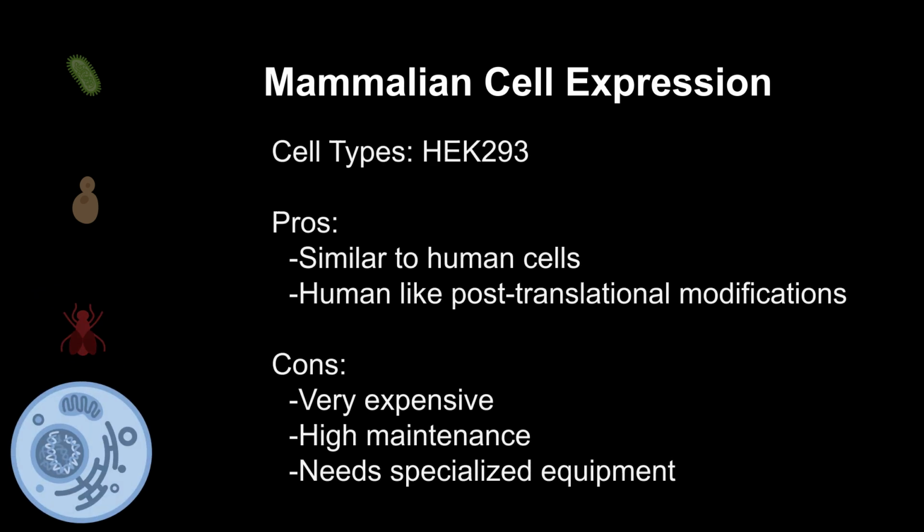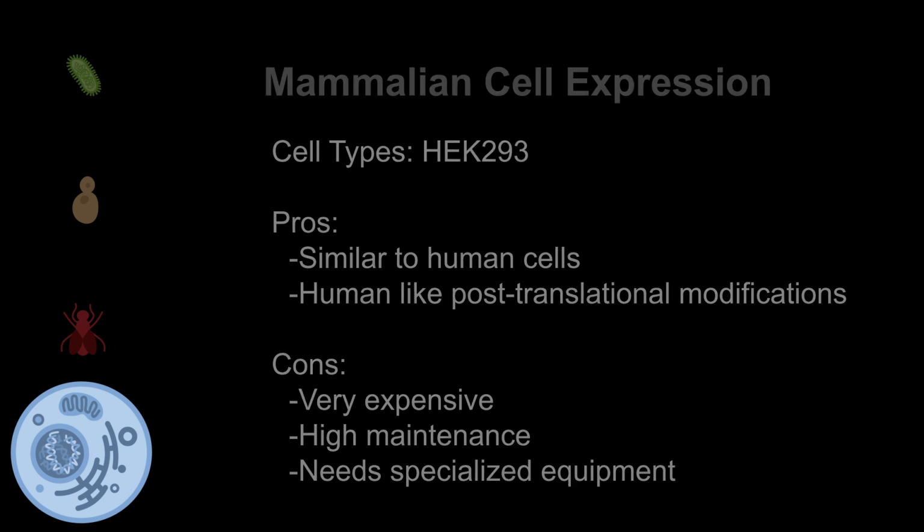Finally, in mammalian cell expression, scientists typically use HEK293 cells. Mammalian cells are the most similar to human cells and provide human-like post-translational modifications that may be important to a protein's function. However, similar to insect cells, mammalian cells are very expensive and high maintenance, often requiring specialized CO2 incubators for proper expression.